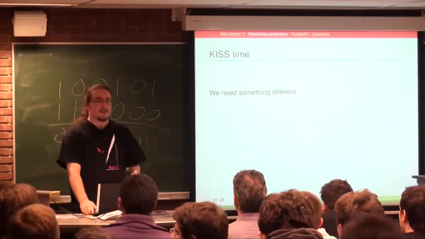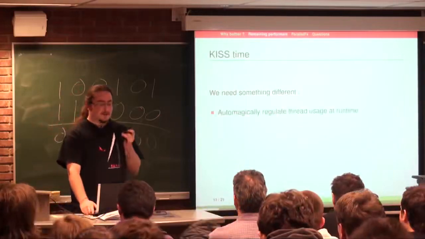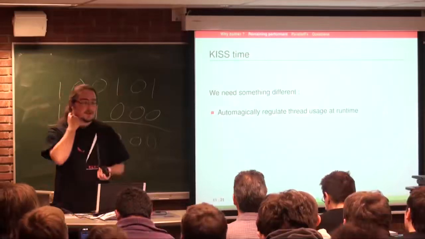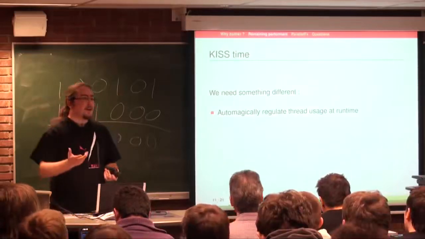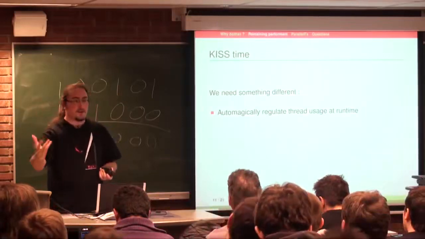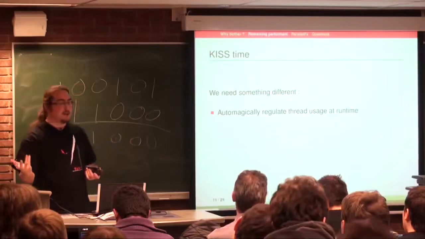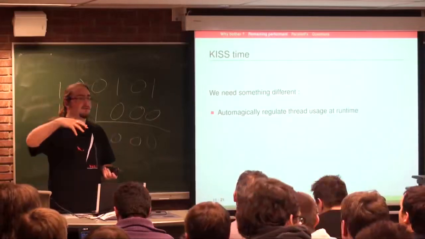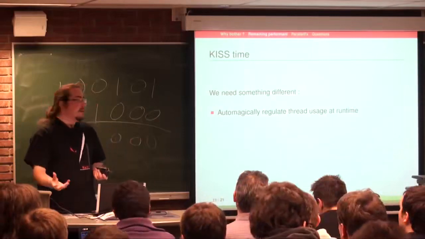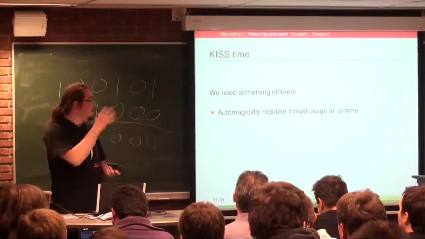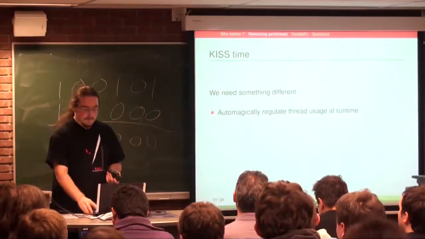So we need some key principles. We really need something different, something that should automatically regulate thread usage at runtime. Basically, like we went from compiled code to interpreted code or JIT compilation, because we want to be able to optimize the code at runtime for a specific machine. And we have to find something analogous to that for multi-threading programming.